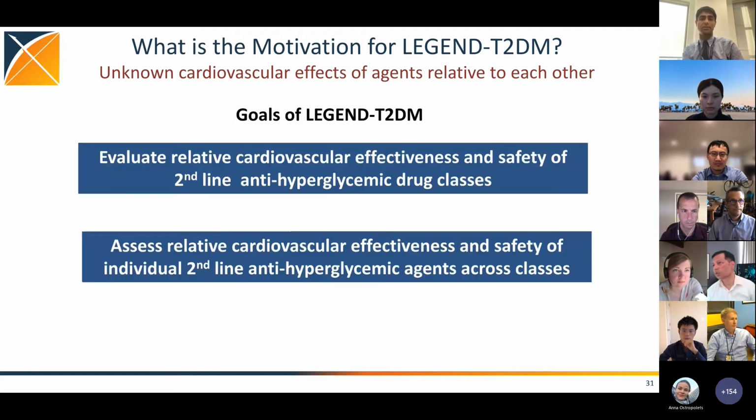The first is to evaluate the relative cardiovascular effectiveness and safety of all second-line antihyperglycemic drug classes, which I mentioned in the previous slide. Then, because there are multiple drugs in these classes with varying amounts of evidence for their cardiovascular effectiveness and safety, we wanted to focus on individual drugs of the second-line antihyperglycemic drug classes to study in LEGEND type 2 diabetes. And with that, I'll hand it over to Aki.